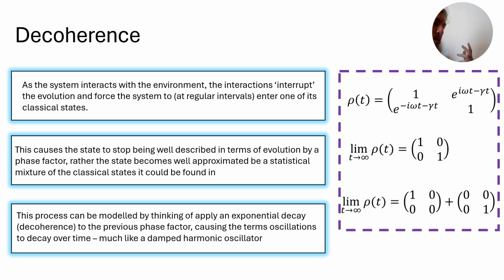So this kind of process explains really why there's no such thing as a cat that's dead and alive, or at least if a cat enters that quantum superposition, due to it being macroscopic and interacting with the environment, this superposition is very, very quickly destroyed.